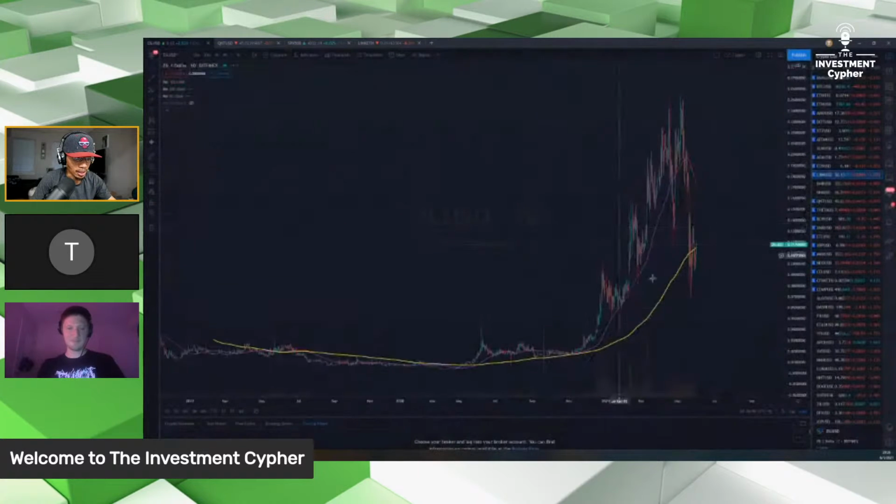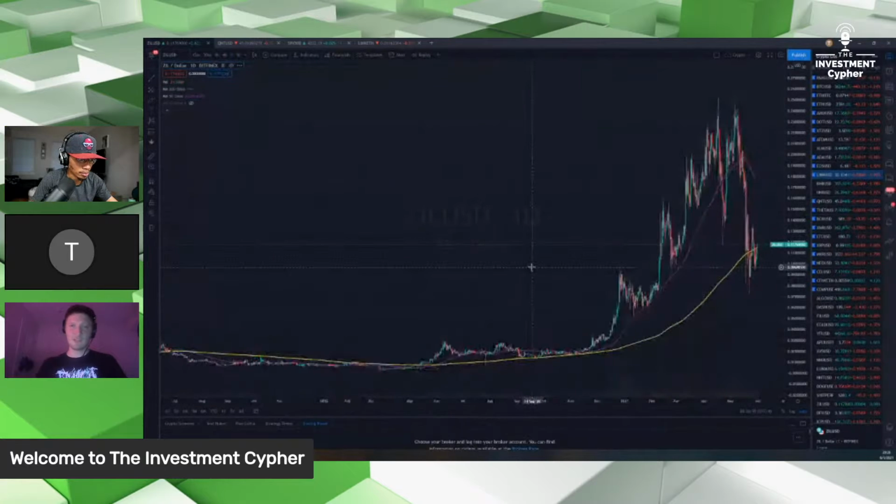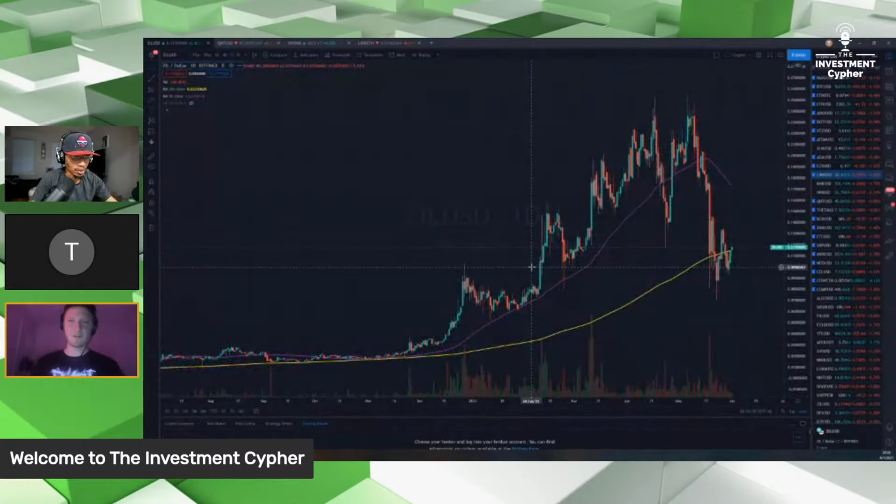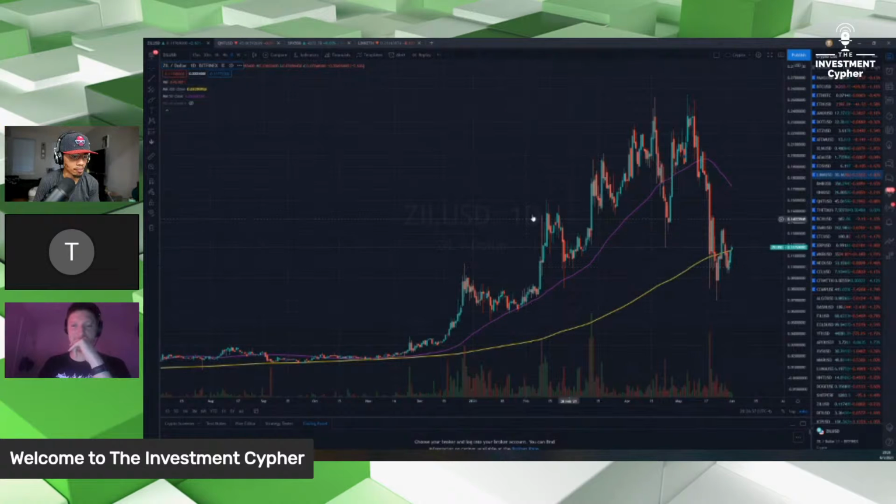Are you about to get technical on Zilliqa? They're holding up pretty well on the BTC chart. I'm not going to lie. So their sat count is pretty decent.